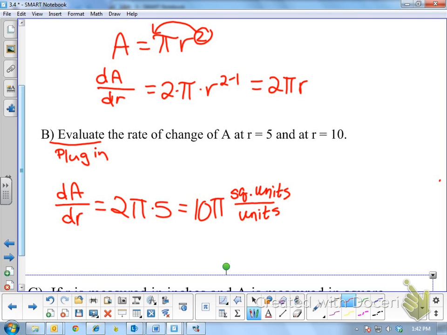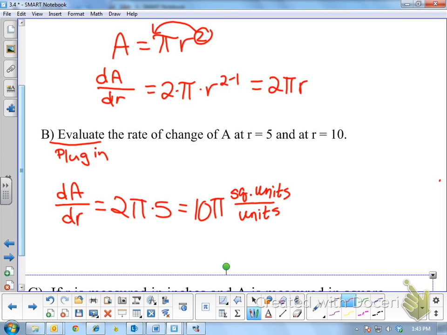Now, normally, we can cancel stuff out. We have square units over units, we could cancel it out and just have units. But since we're dealing with rates of change, we want to keep the units exactly how they are, because we know we're trying to compare how the area is changing to the radius. So right now the area is changing at 10 pi square units compared to 1 unit of radius.